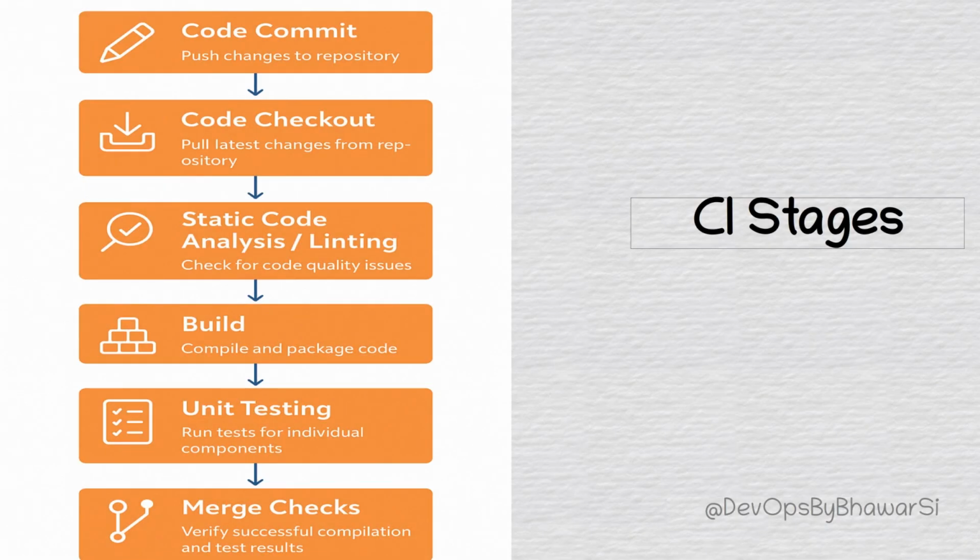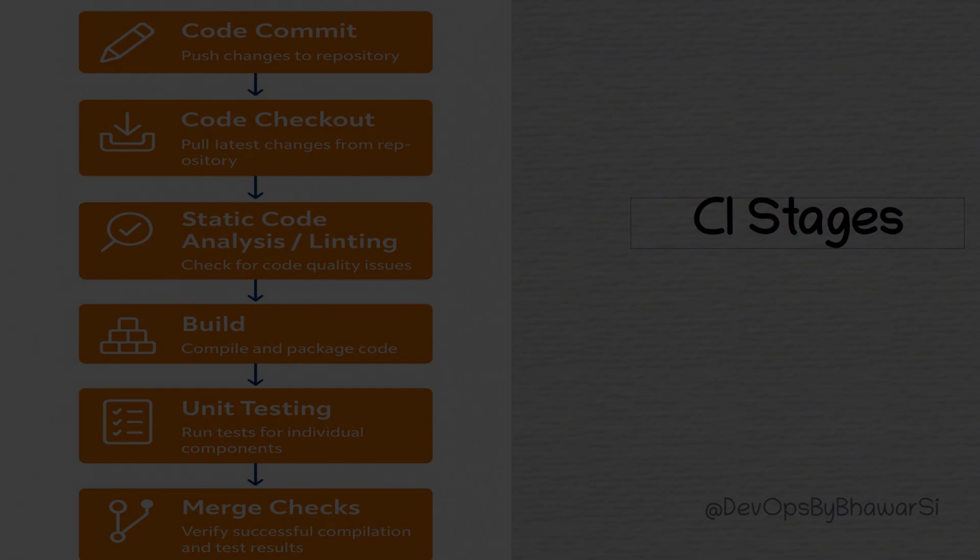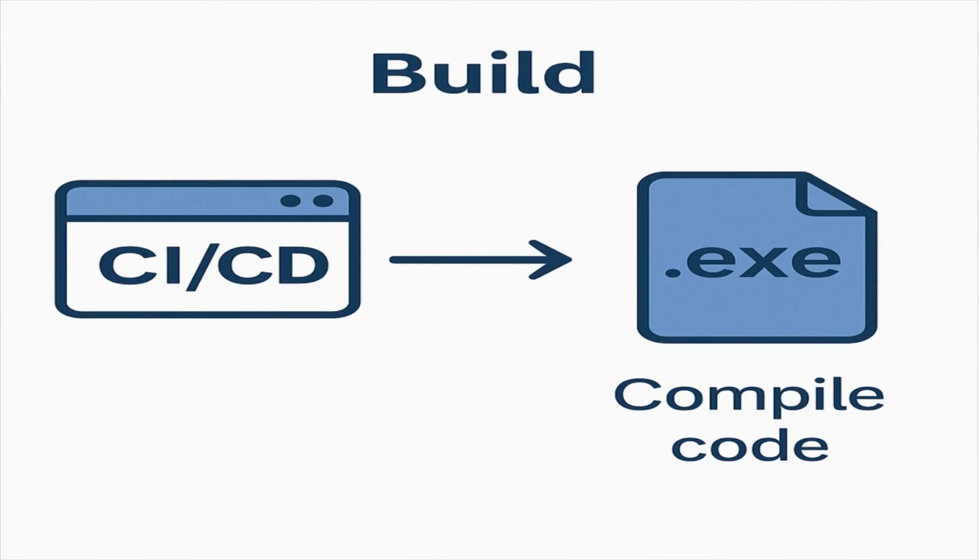Then comes the build stage. This is where the source code is compiled and dependencies are downloaded or resolved. You can also package the code here into executable files like .jar, .war, or even Docker images.